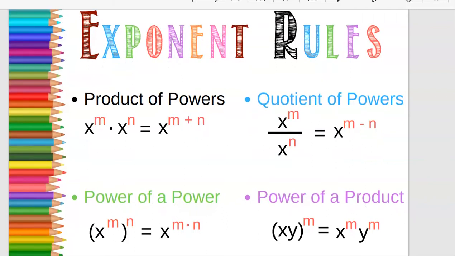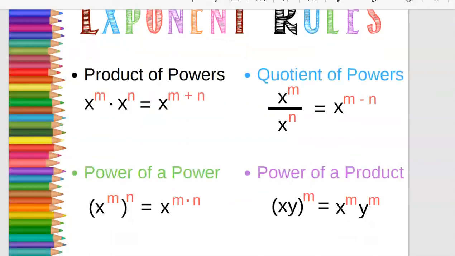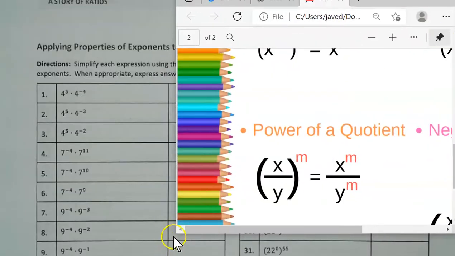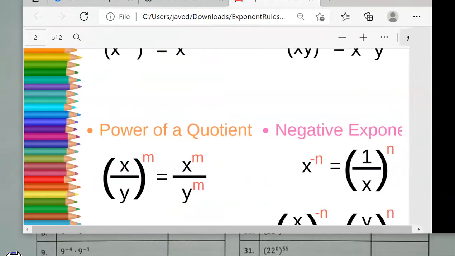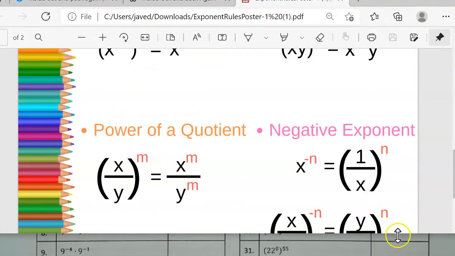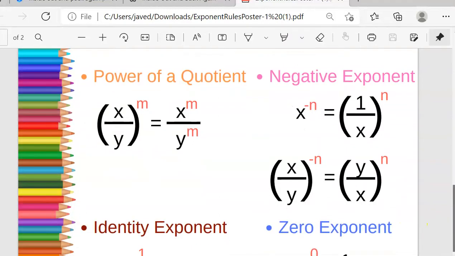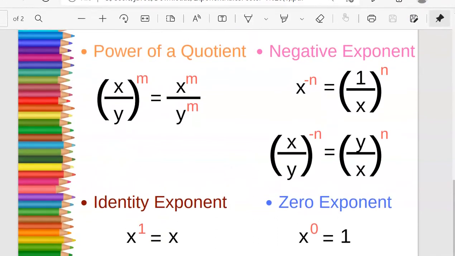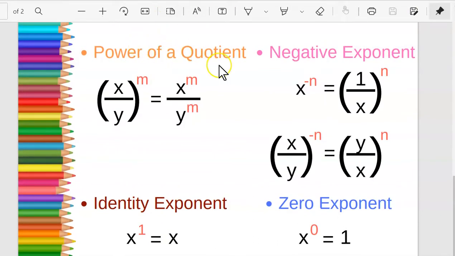So your exponent rules, you can pause right here if you need to write these rules down. And then I'll move up. These are the rest of the rules down here. Let me make it so you can see these better. Sorry about that. I know they're not inside the little window there. I think you're not able to see the ones at the very bottom, so I will stretch this out so you can. Ta-da! There are the last ones. The identity exponent, the power of a quotient exponent rule, the negative exponent rule.